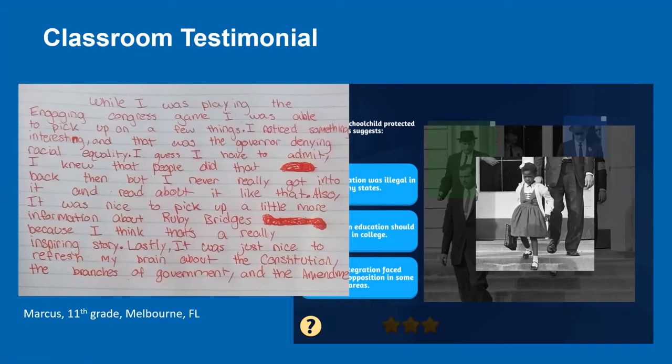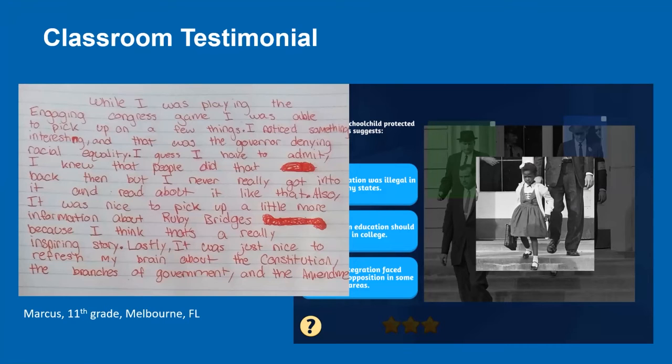Why should you use Engaging Congress or a tool like this? These are some testimonials that I got from a teacher who was using the game in Florida. After their students did the unit, she just asked them to write a short reflection about what they learned. And I thought this one was particularly powerful.